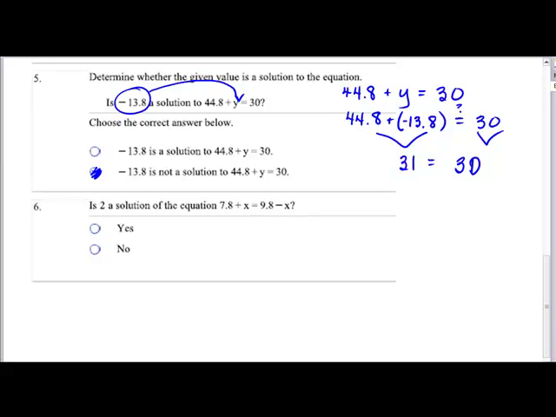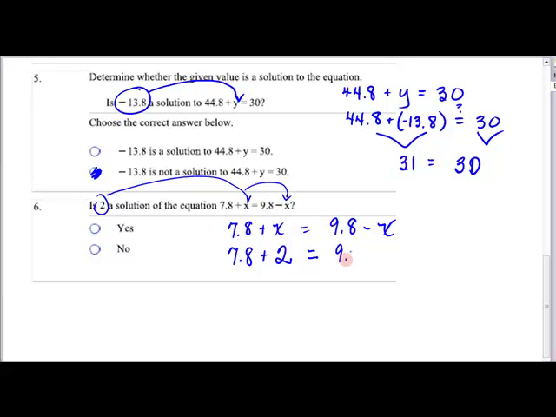All right, I have one more to do. Is 2 a solution? And I get to plug it in both on the left and the right. So 7.8 plus x, is that the same as 9.8 minus x? All right, is 7.8 plus 2 the same as 9.8 minus 2? That's what the question is.